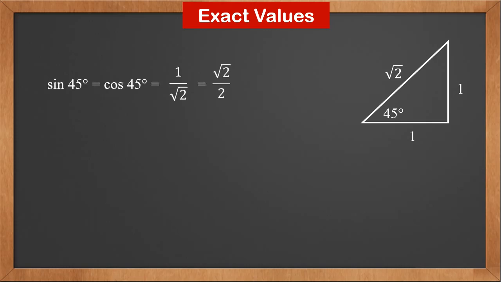Sine and cosine 45 degrees are equal. They are 1 over √2, or √2 over 2. Tangent 45 degrees is 1.